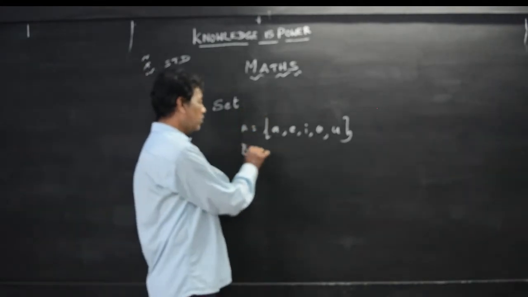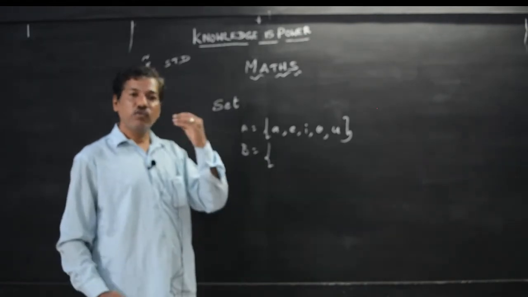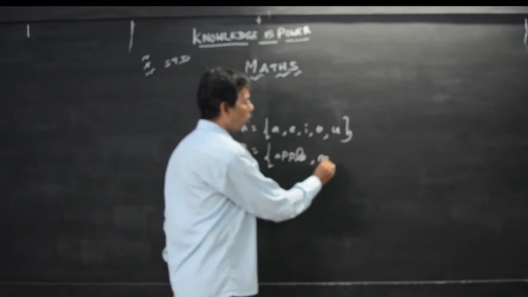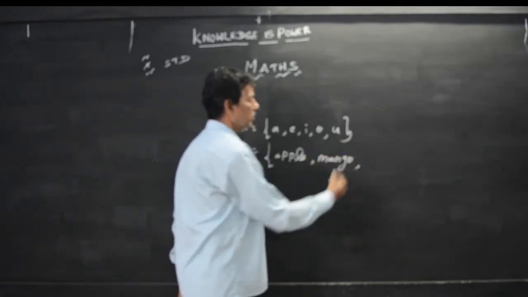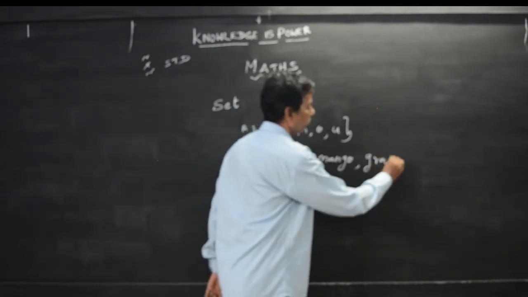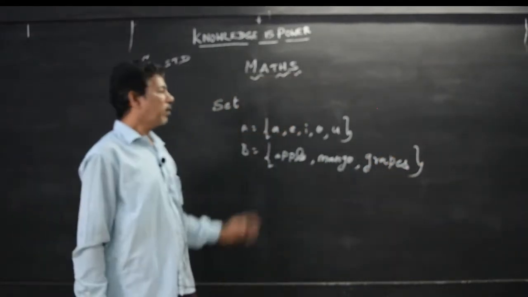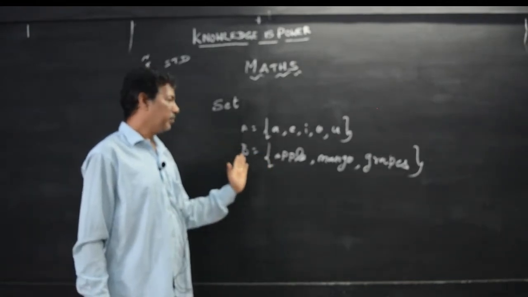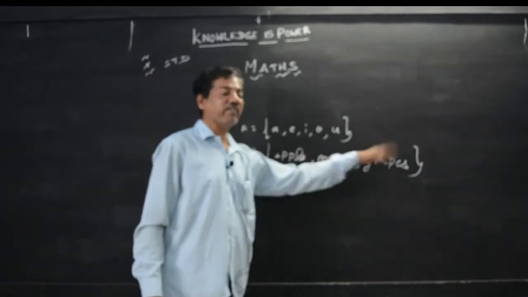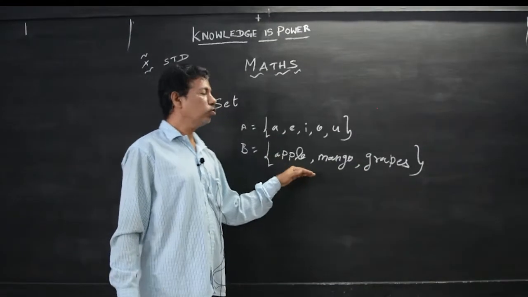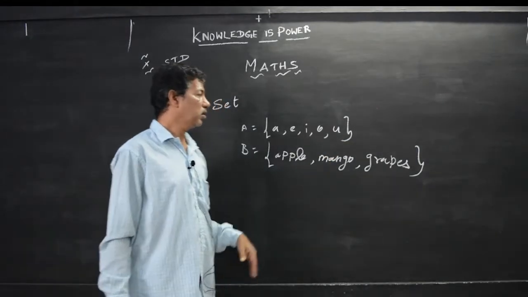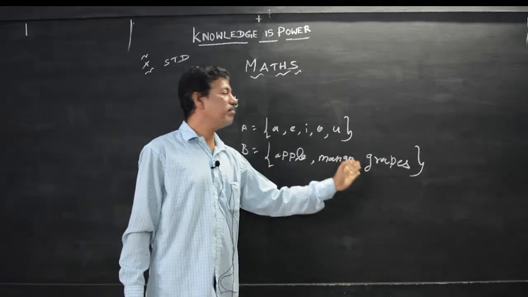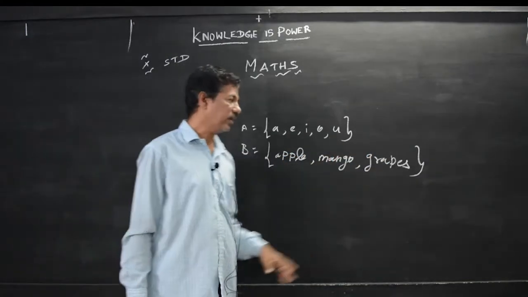One more example I give. Suppose we are giving a set of fruits, for example apple, mango, grapes. Another example for a set, it represents set B. Three fruits I have given, but the conclusion is given as set of fruits. The cardinal number is 3 because there are 3 elements present within the set brackets.